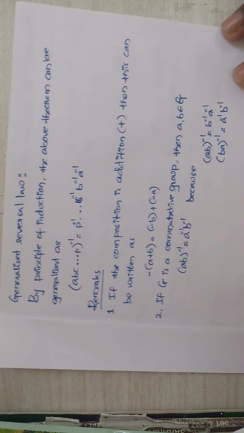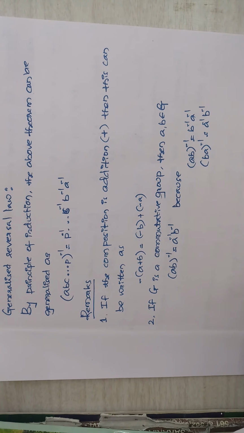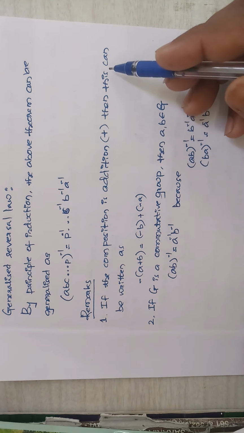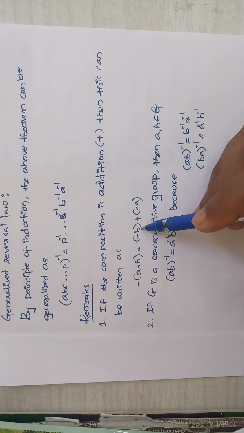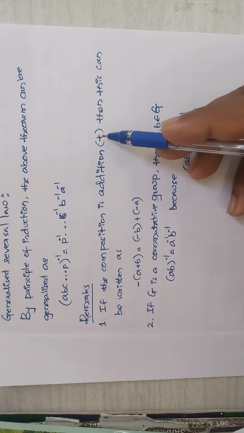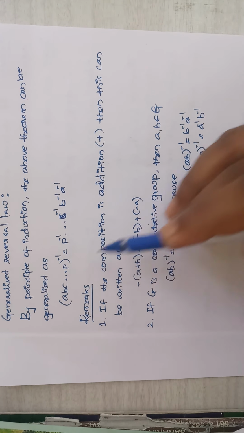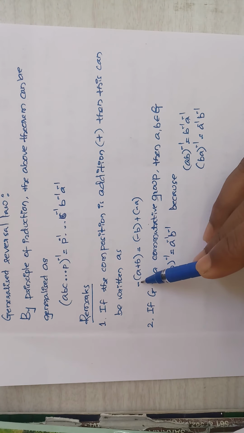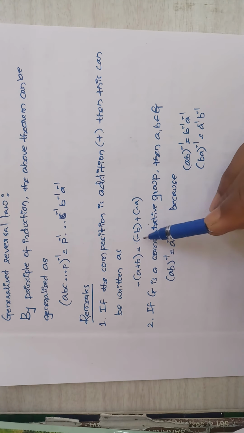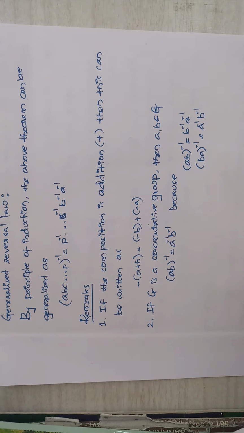Okay. So the remark of this is, if the composition is addition, then this can be written as minus of (A plus B) is equal to minus of B plus minus of A. So here multiplication is there, but if we take plus, then we write minus of (A plus B) can be written as minus of B plus minus of A.